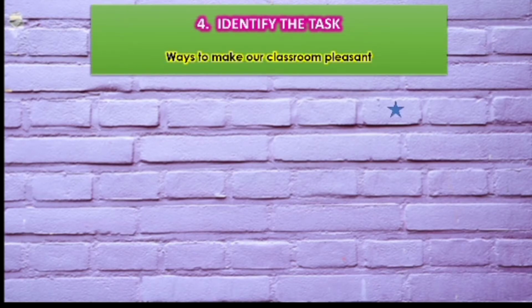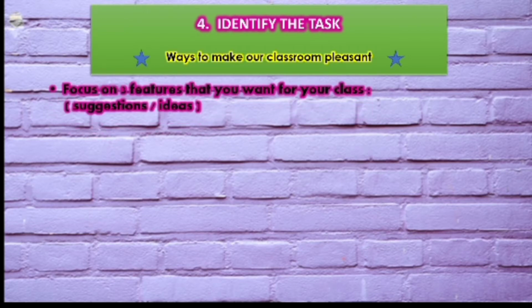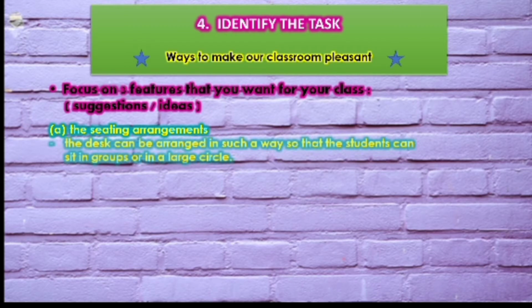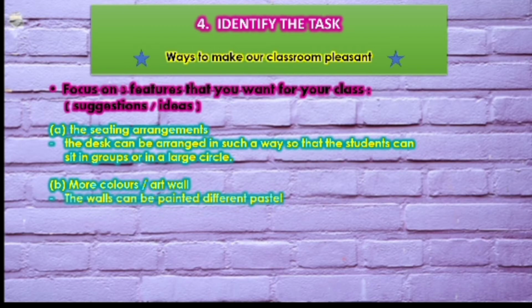The fourth one is, you need to identify the task. So the task is ways to make your classroom pleasant. The descriptions here focus on 3 features that you want for your class, suggestions or ideas. So A, the seating arrangements. The desks can be arranged in such a way so that students can sit in groups or in a large circle.